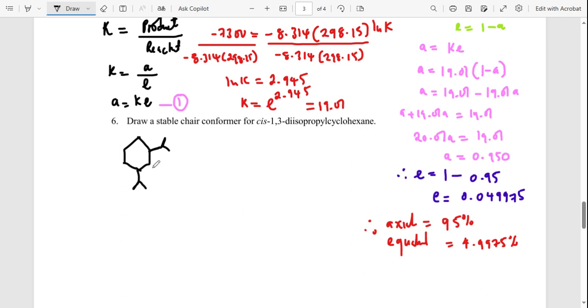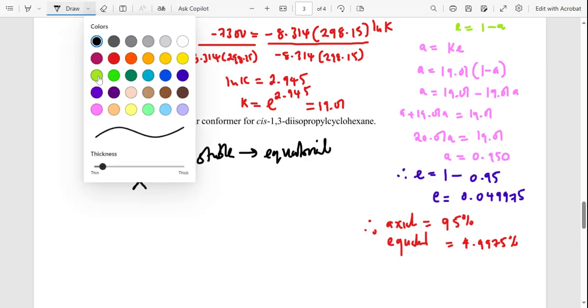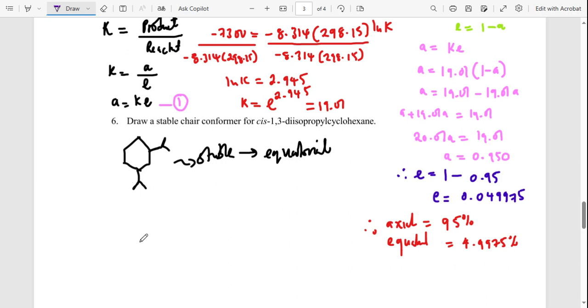Now the stable one, you need to know that the stable one is the structure where you have the bulk groups in the equatorial position. Because if they're in the axial, they are going to form what we call the 1,3 diaxial interactions, and that makes the molecule so unstable. So the stable structure is the one which is in the equatorial.